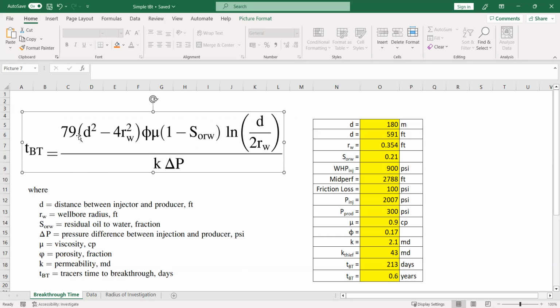It's 79 multiplied by this. So you need to know D, the distance between injector and producer in feet, and then you square it, and then minus 4 times the square of RW, of course the wellbore radius in feet. Okay, it's very easy to know the distance and wellbore radius.